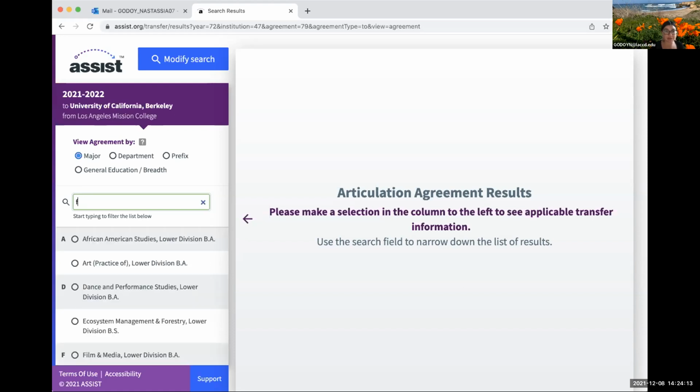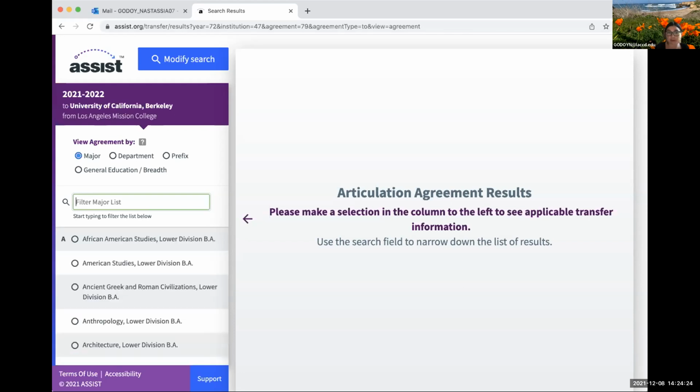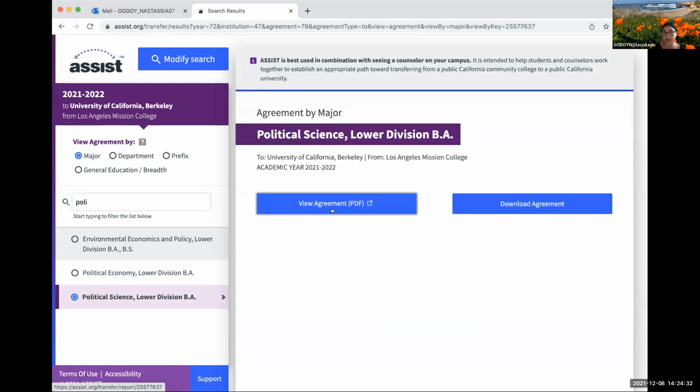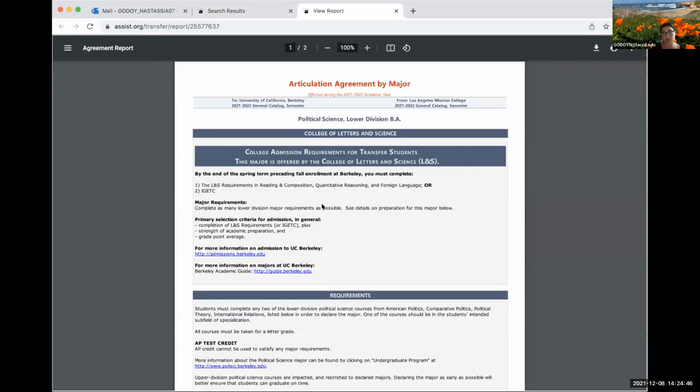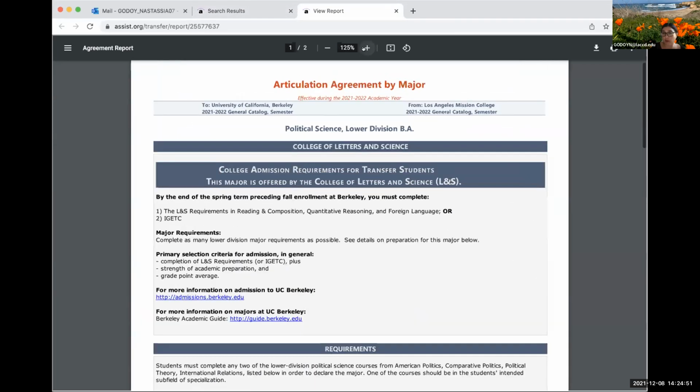So for example, typing in fine arts, I can see that major does not exist at Berkeley. If I did music, however, I could do music and that exists at Berkeley. So what's another major we want to do since fine arts is not, let's do political science. Okay, Axel said political science. So I click on political science and I click on view agreement. So everyone in this class who wants to transfer to a UC or Cal State, especially for the purpose of this final project, we need to understand how to do these steps, right? View agreement. Okay. There's lots of information on this articulation agreement that you'll be going over with a counselor.